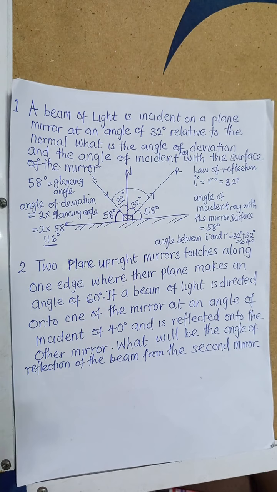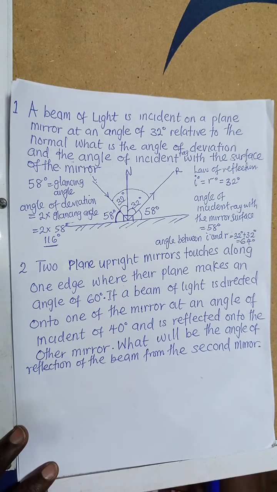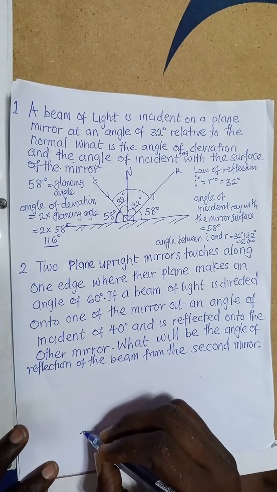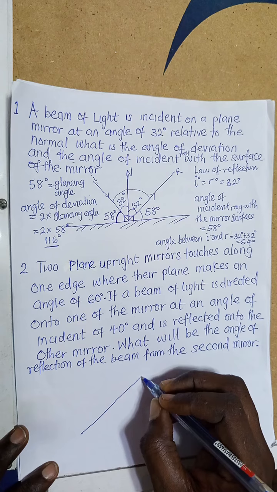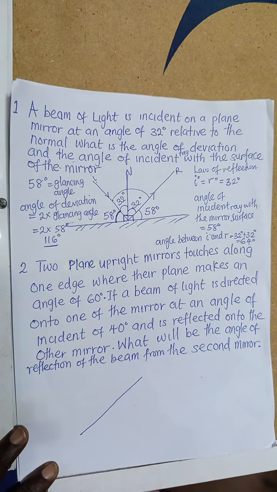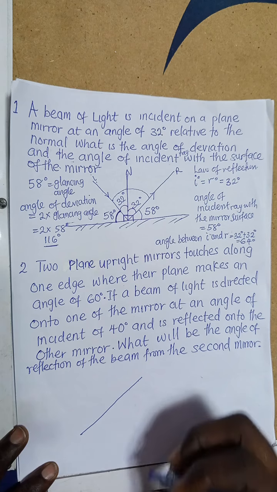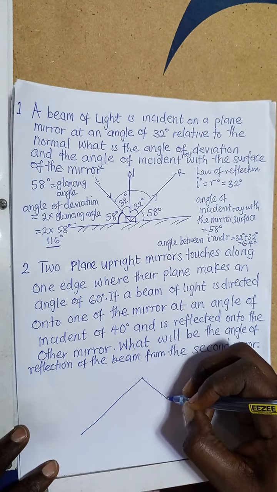Let's go to question number 2. It said two plane upright mirrors touch along one edge where their planes make an angle of 60 degrees. Now look at the board, or look at what I want to draw. That means two plane mirrors touch along one edge where their planes make an angle of 60 degrees.